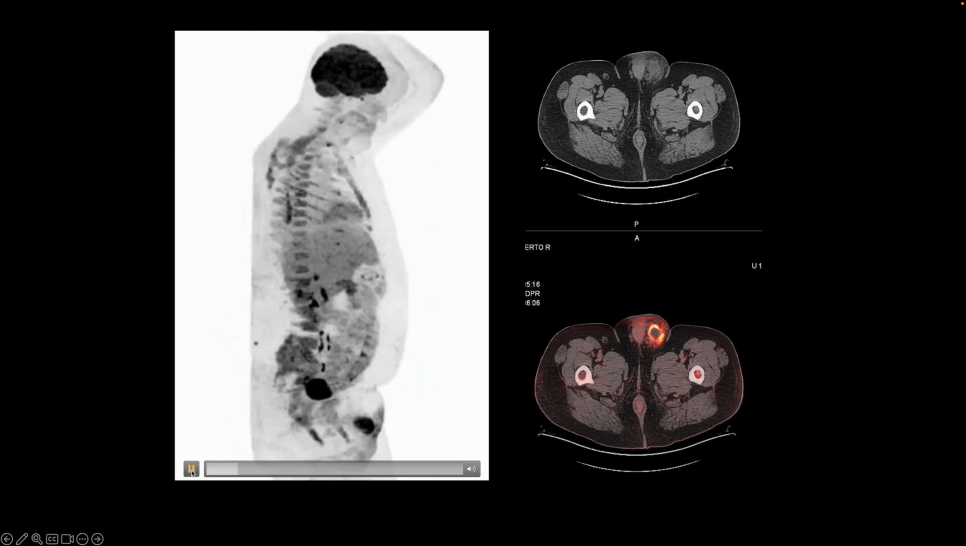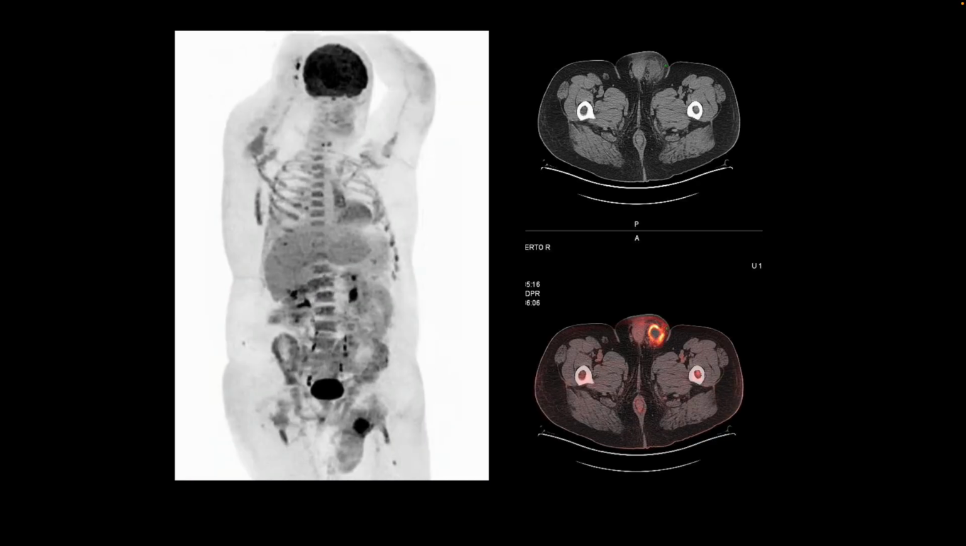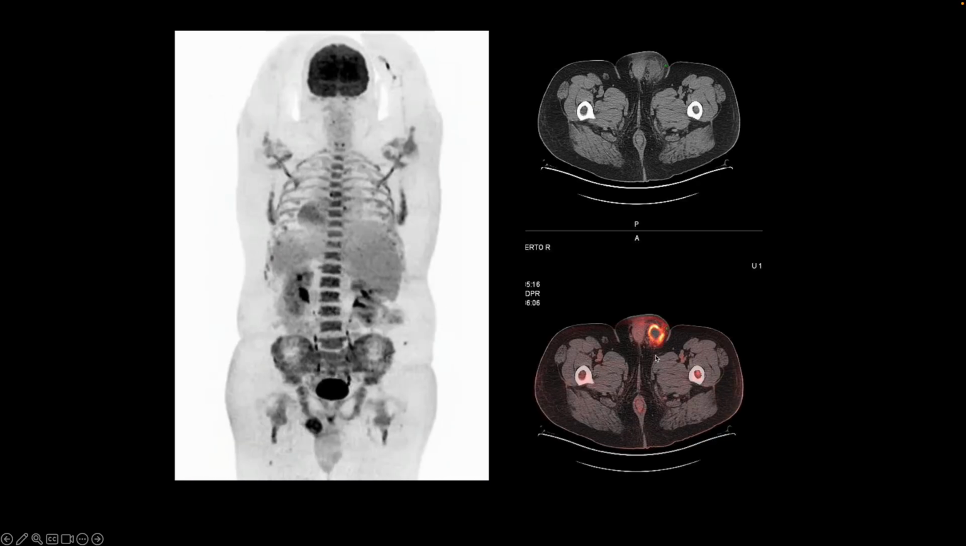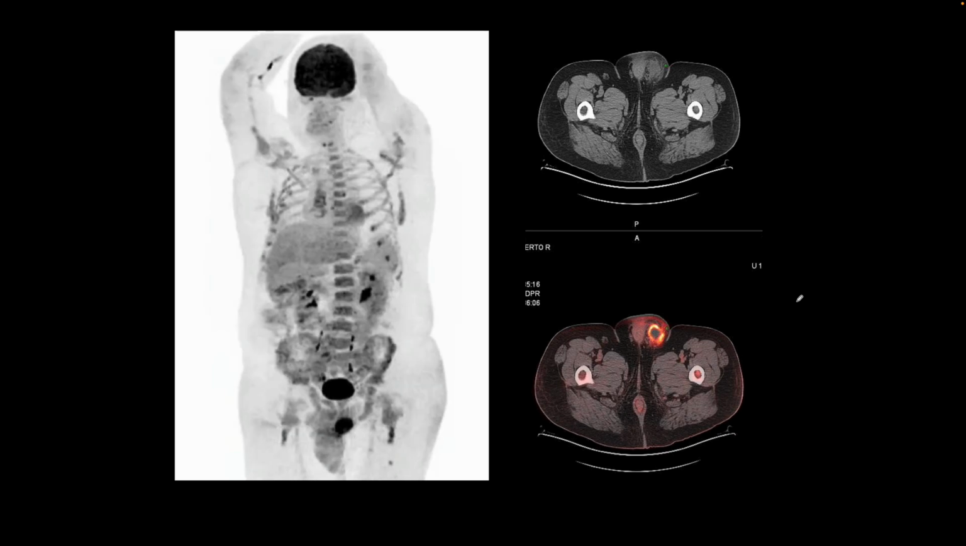And the interesting finding here is in their left groin, where we see this focus of intense uptake, and this focus corresponds to this ring-shaped activity that is seen on this fused PET-CT image, and the corresponding CT shows some fluid signal and some surrounding fat stranding. And so what's going on here?